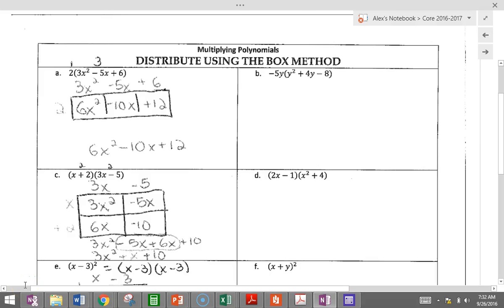Alright guys, we're going to look at multiplying polynomials today. And really, this is just like distributing. But we're going to use what I call the box method. And all the box method does is keep our work organized.